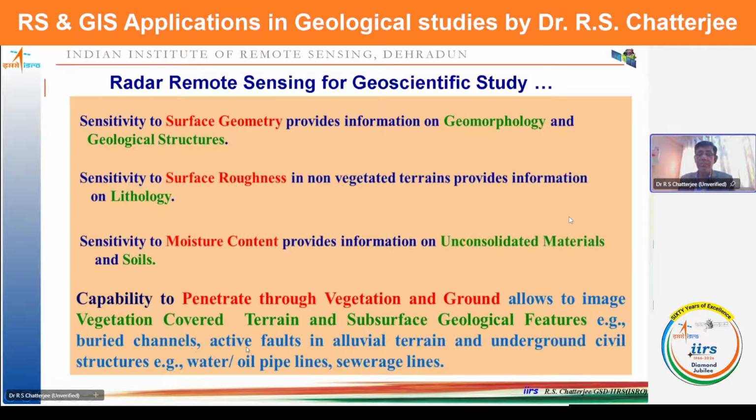and also it has the capability to penetrate through vegetation and ground. So it gives information about the terrain in a forested area. Also subsurface geological features like buried paleochannels, active faults in alluvial terrain. Okay, and sometimes underground civil structures like water or oil pipelines, sewage lines, etc. Isn't it?